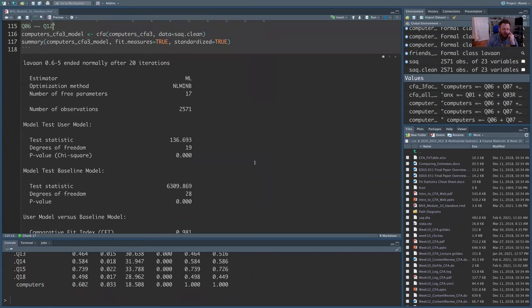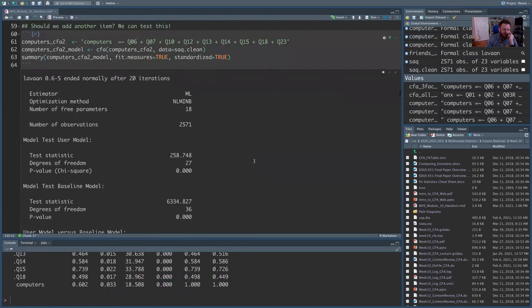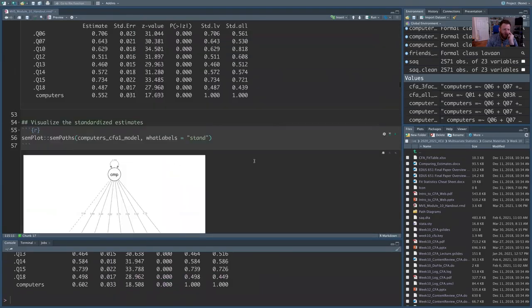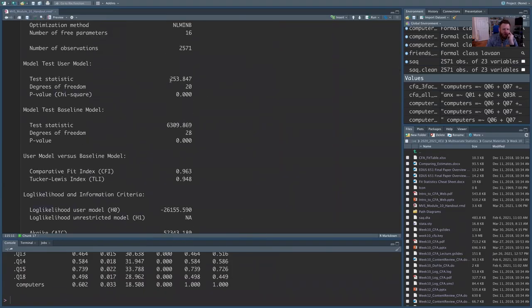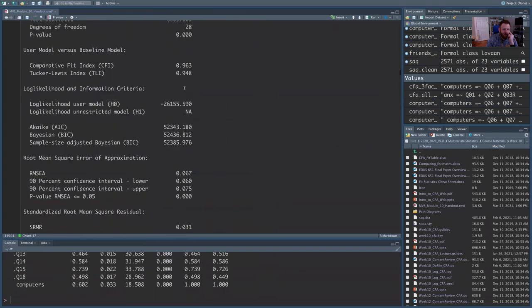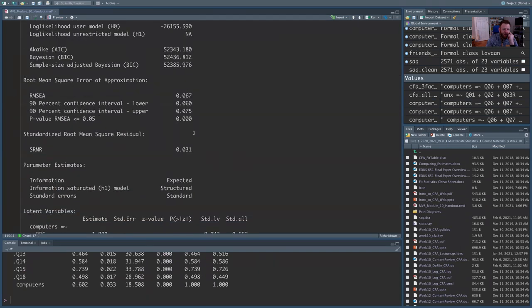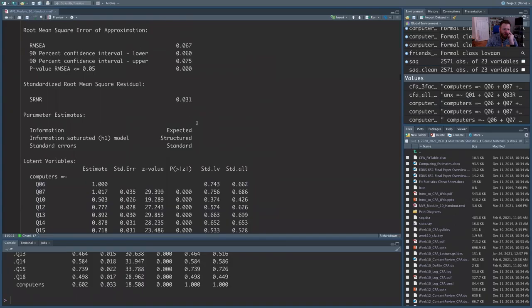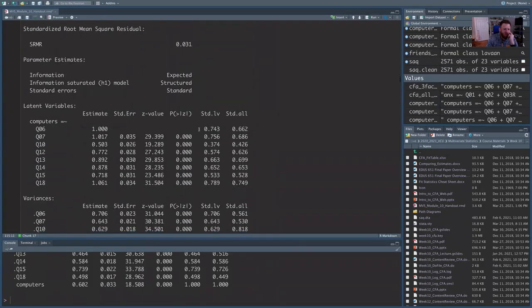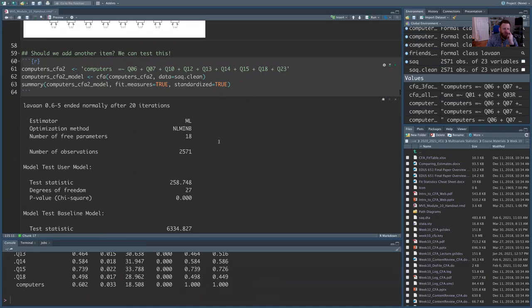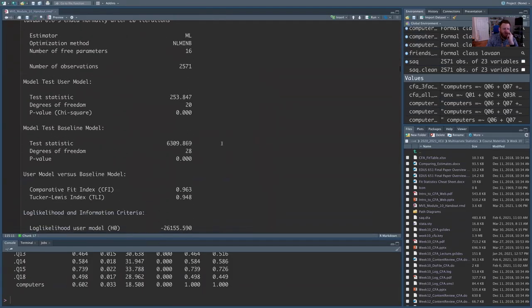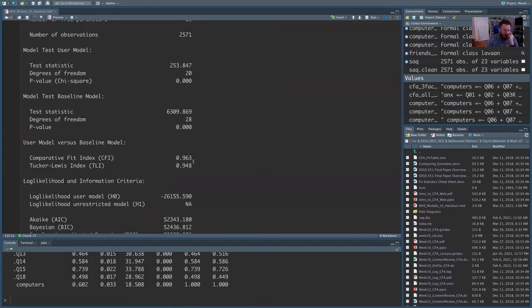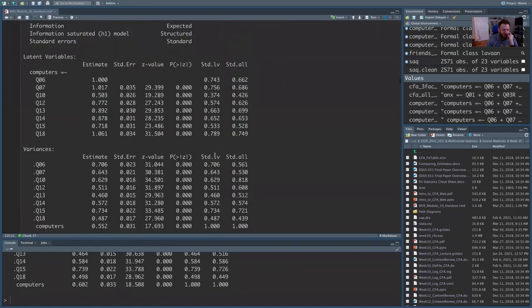And sure enough, the fit, let's ballpark this. So let's look at the fit of computer CFA1. So here's the original computer CFA1. Our chi-square was 250 points. RMSEA was around 0.07, SRMR 0.03. Oh yeah, I need the standardized estimates here. Oh, I guess I didn't get, did I? Yeah, computer CFA1. Yeah, so CFI was 0.96, TLI was 0.94, and then 0.07 and 0.03.